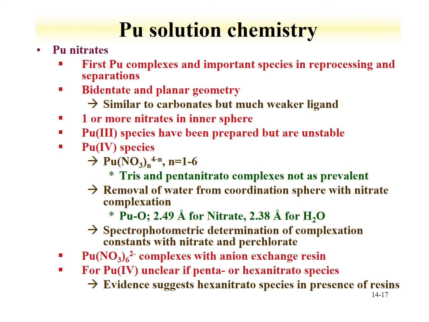The plutonium nitrates are very important species, particularly due to their prevalence in reprocessing and separations. Really some of the first solution compounds evaluated. The coordination chemistry is similar to the carbonates, where you can get bidentate and planar geometry, but unlike the carbonates, the compounds have much weaker interactions. There tend to be 1 or more nitrates in the inner sphere. Plutonium-3 compounds have been prepared but are somewhat unstable. The plutonium-4 species can have nitrates from 1 to 6 coordination. It's found that the tris and pentanitrato complexes are not as prevalent. The complexation constants have been evaluated spectroscopically. And the anionic species, for instance, this plutonium-4 hexanitrato-2 species, is an important species for anion exchange. However, sometimes if you look in the literature, it's unclear if it's the penta or hexanitrato species for plutonium-4 that's driving anion exchange.